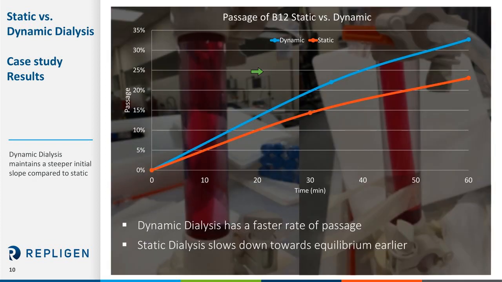Here, in this graph, the blue represents dynamic dialysis, whereas the orange represents static dialysis. And dynamic dialysis has a faster initial rate of passage, and you can see that static is slowing towards equilibrium earlier.